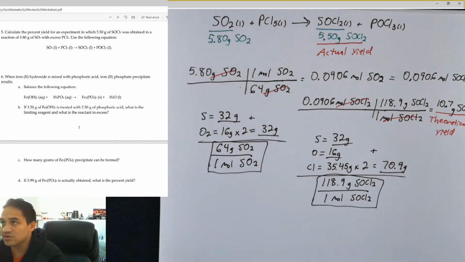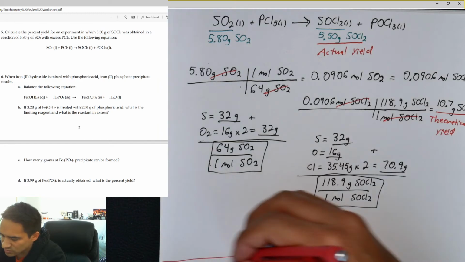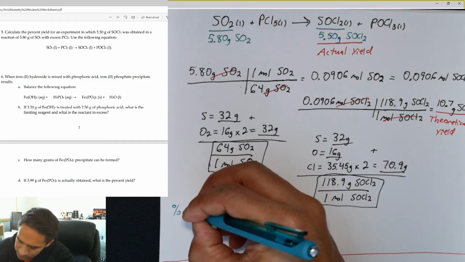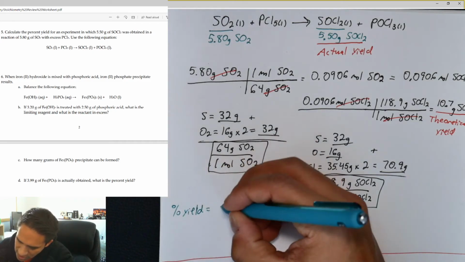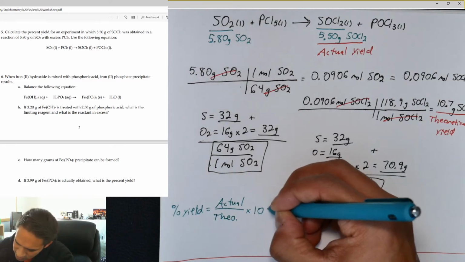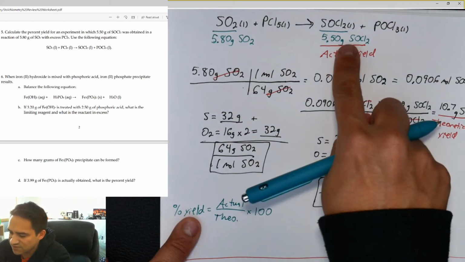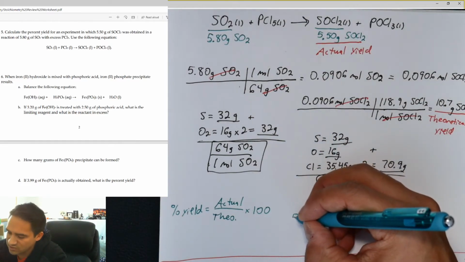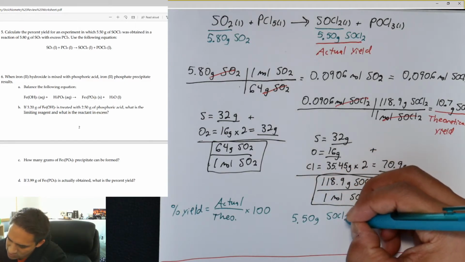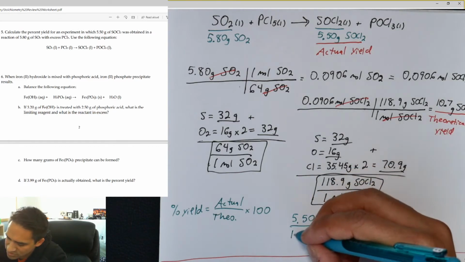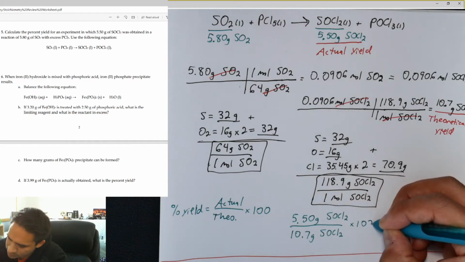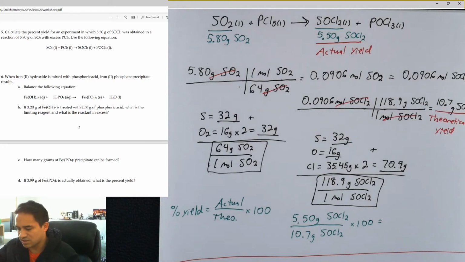All right, so for percent yield, we are going to take, again, percent yield is actual over theoretical times 100. Okay, so our actual yield is 5.50 grams, so 5.50 grams of SOCl2. Our theoretical yield was 10.7 grams. So divide those two, times this by 100, and we're going to get a percentage.